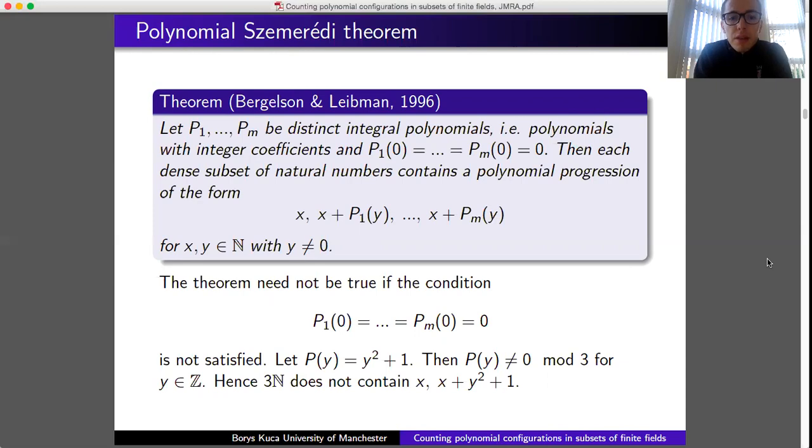For instance, let me take p to be y squared plus 1. If you evaluate p at integers, then p will always equal either 1 or 2 mod 3. And therefore, the set of multiples of 3 will not contain a configuration of the form x, x plus y squared plus 1. That's because every two multiples of 3 differ by a multiple of 3, whereas every two terms of the configuration differ by a number of the form y squared plus 1. And as I said, this number is never divisible by 3 for an integer y.